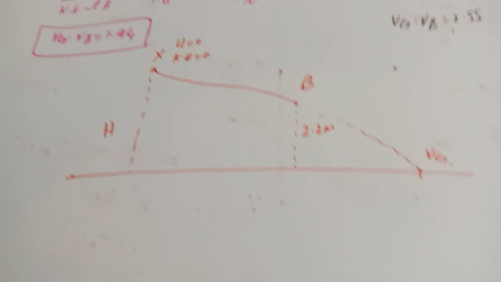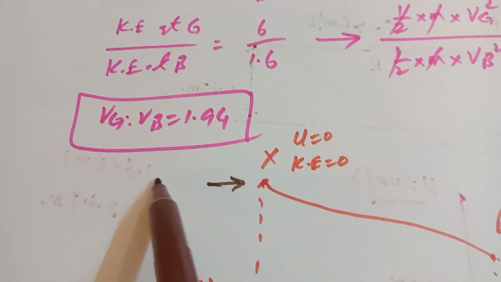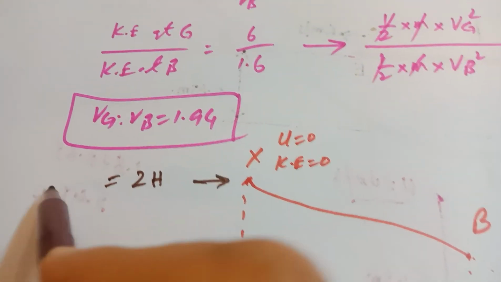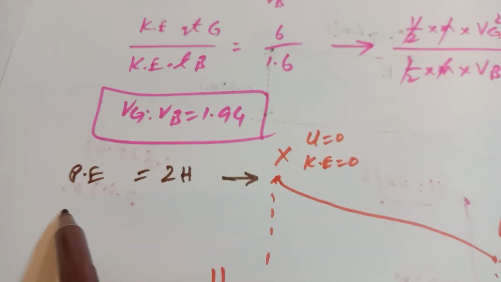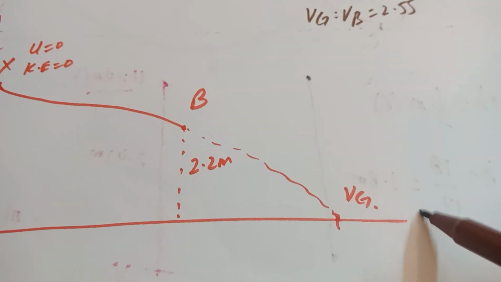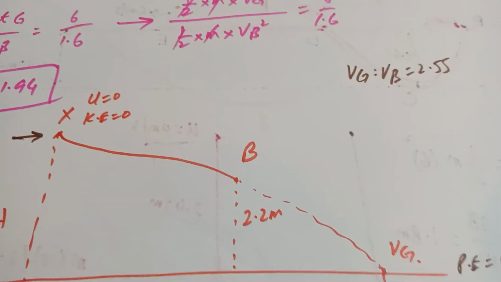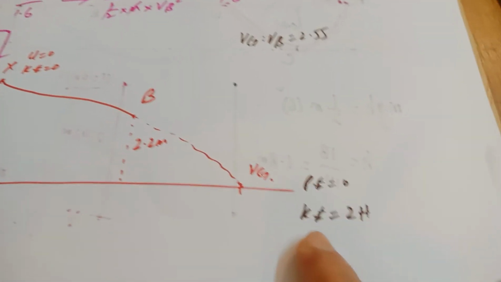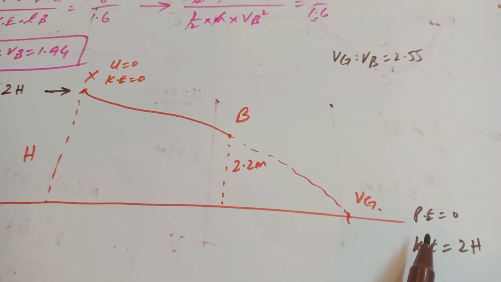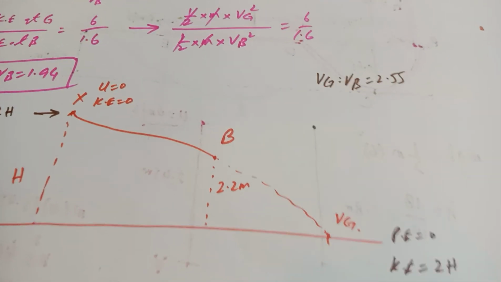Right now we know that the potential energy at this level is going to be 2H, when you do mgh. The kinetic energy over here is going to be 0. When it hits the ground, the potential energy will be 0 and the kinetic energy will be 2H. You should allow me to write that the kinetic energy over here has to be 2H, because the loss in potential energy should be equal to the gain in kinetic energy. So we know that the kinetic energy over here is 2H.